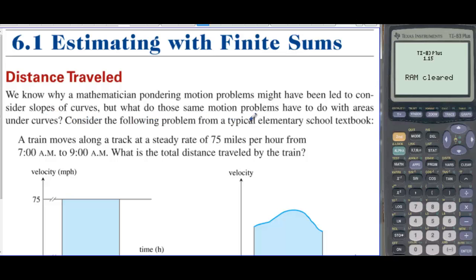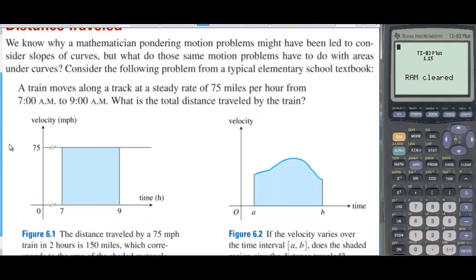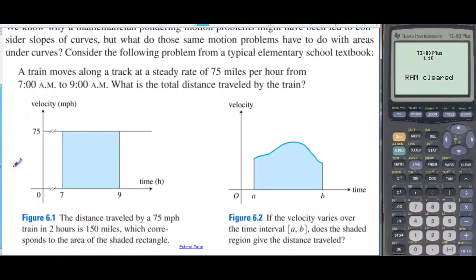Consider the following problem from a typical elementary school textbook. A train moves along a track at a steady rate of 75 miles per hour from 7 a.m. to 9 a.m. What is the total distance traveled by the train? Here we have the miles per hour, the velocity graphed, and we're assuming the train is moving at a constant rate, 75 miles per hour. And then on the bottom, we usually graph time, so from 7 to 9.